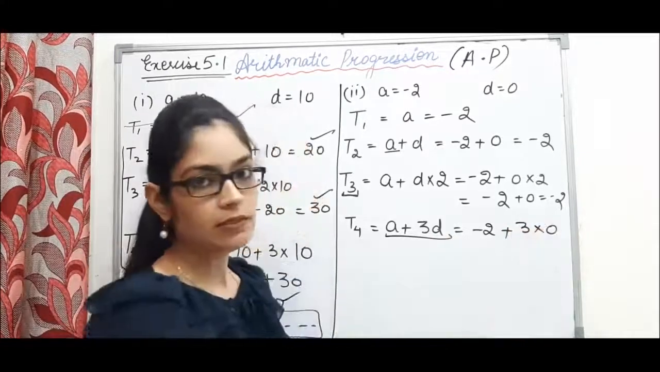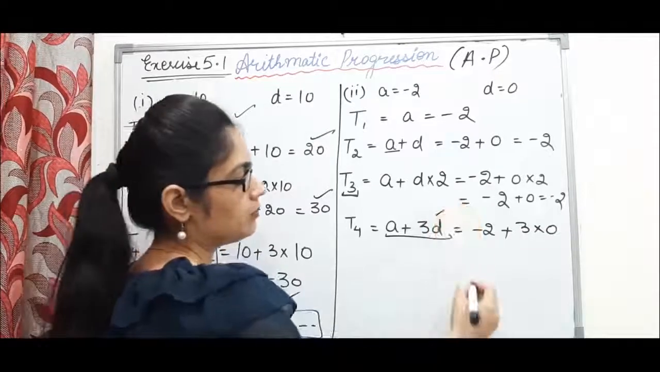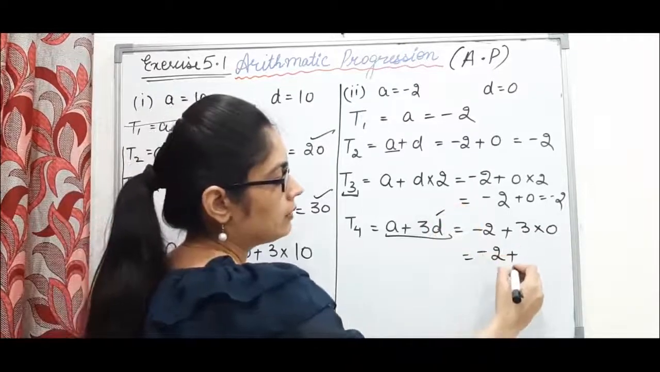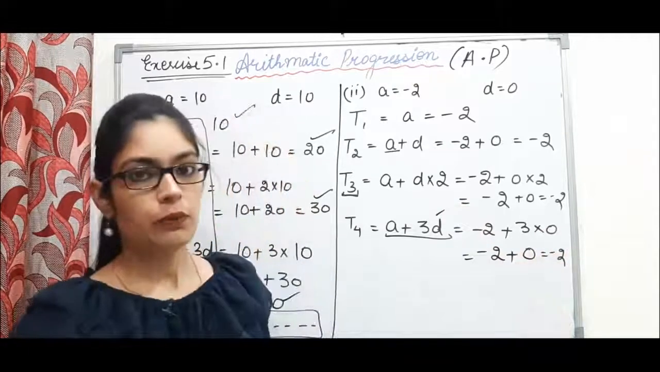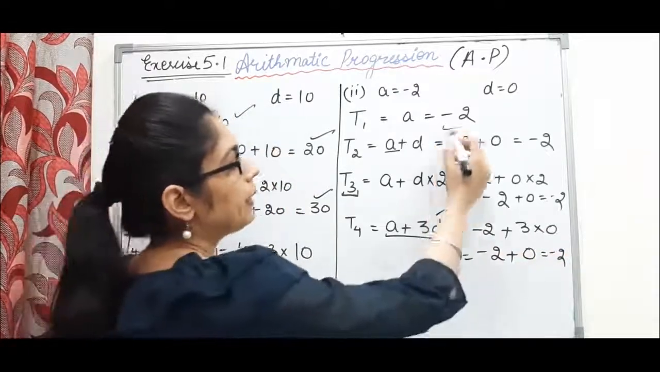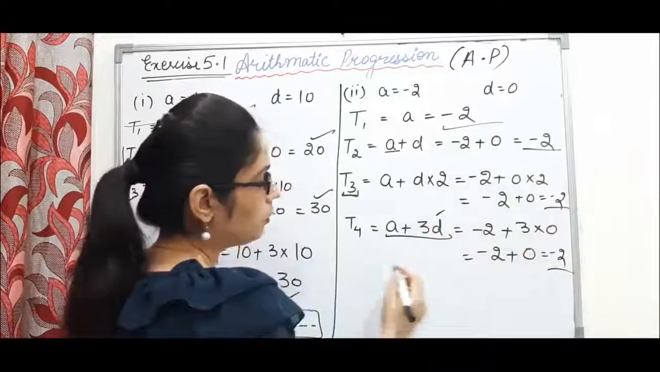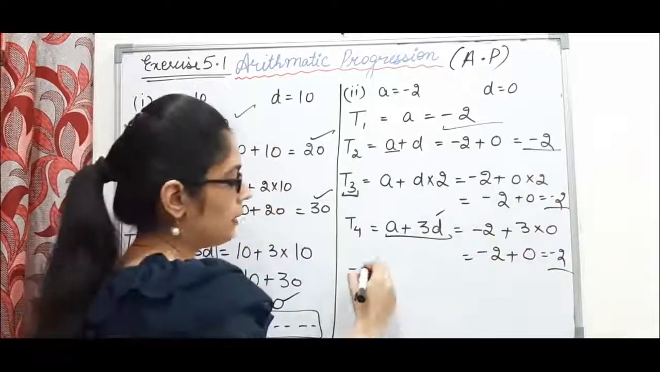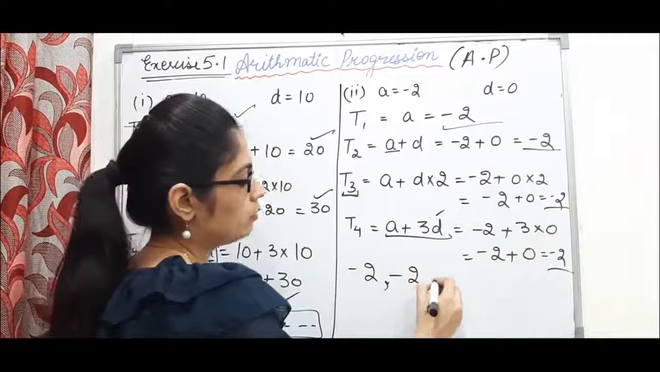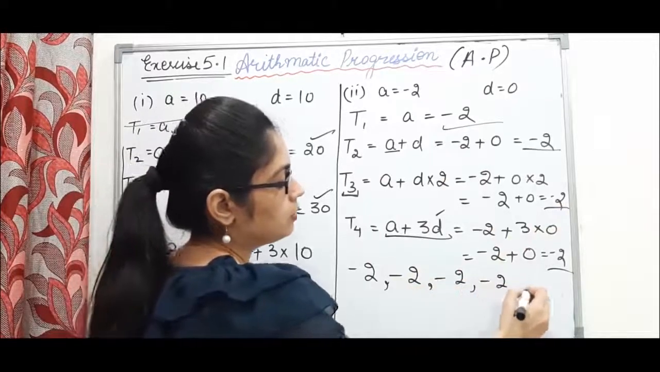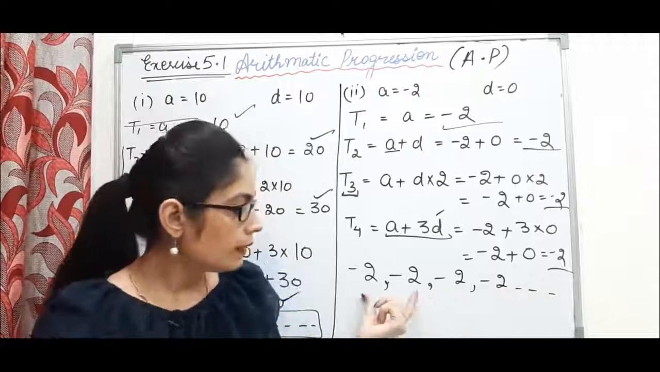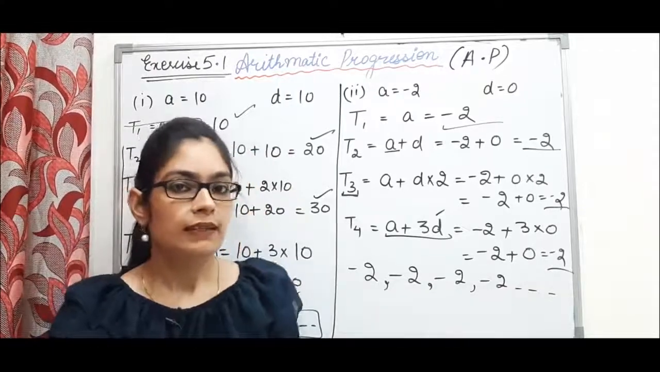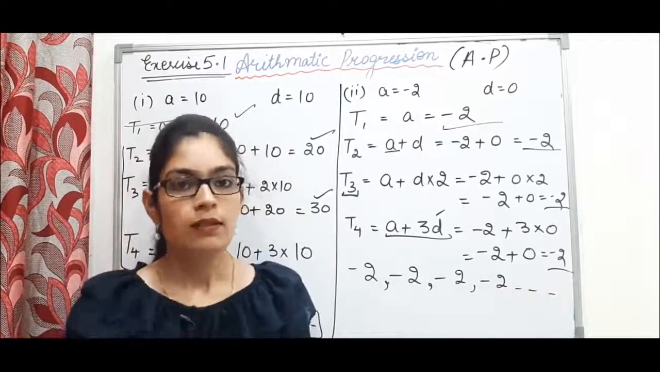3 into d is 3 into 0, as d is equal to 0. Minus 2 plus 3 into 0 is 0. So, it is equal to minus 2. So, we have found all the 4 terms: minus 2, minus 2, minus 2, minus 2. See, I have already told you at the starting itself, only when the terms are the same will the common difference be 0.